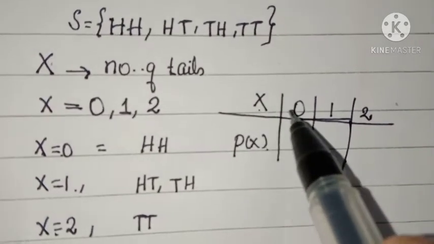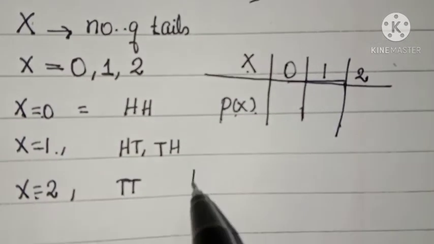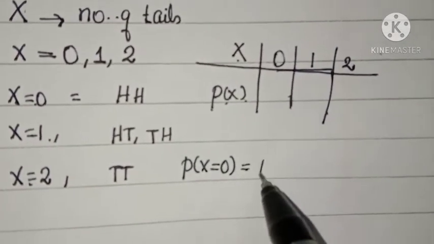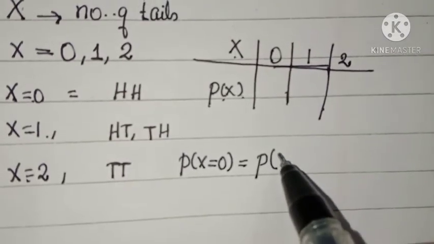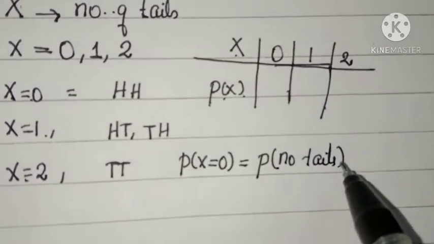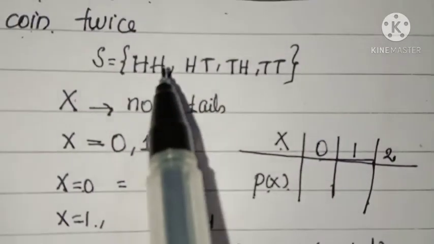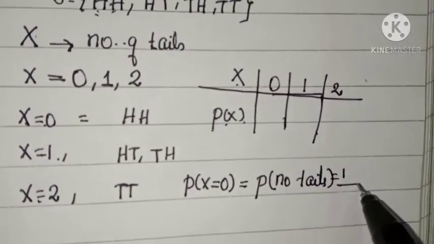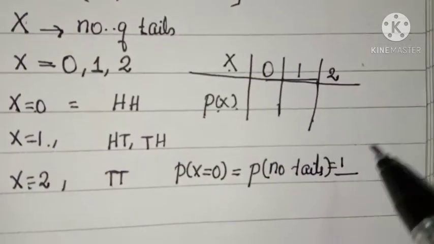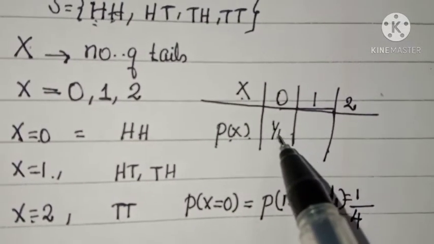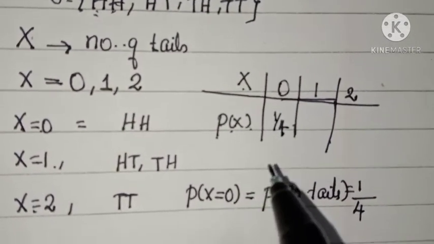So when x equal to 0, what is the probability of x equal to 0? So x equal to 0 means no tails. No tails means both are heads. So the favorable case is 1. Total number of outcomes or total number of cases is 4. So P of x equal to 0 is 1 by 4.